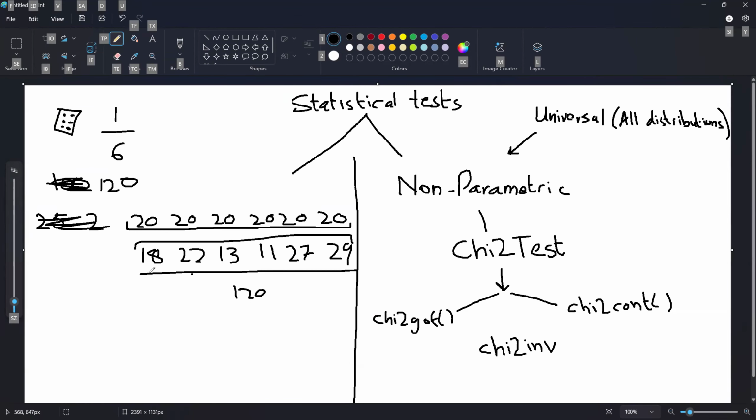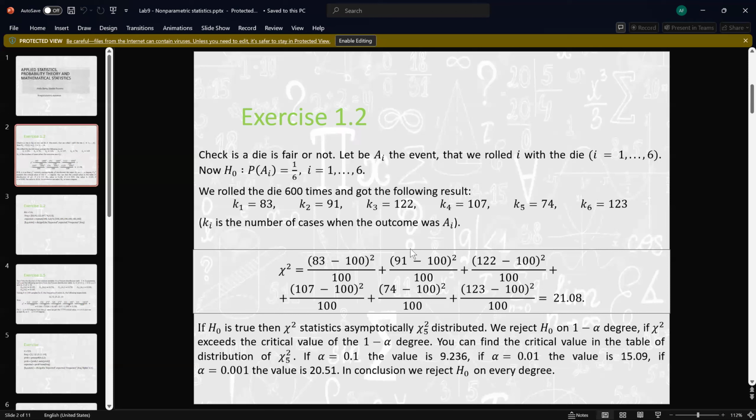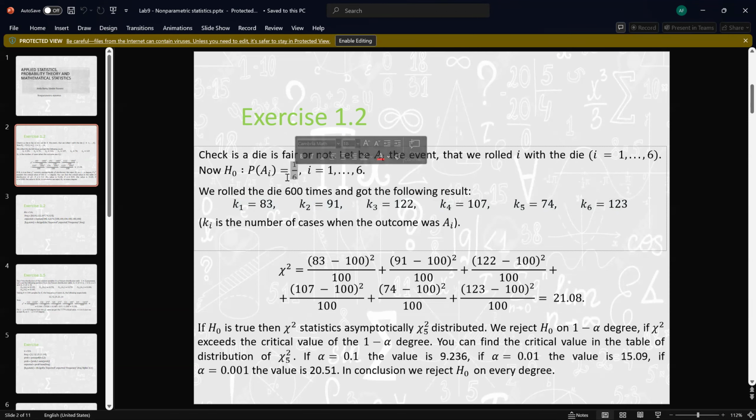Also, the real outcome that happens in real life is also called the frequency. You'll see it here. Now we roll the dice 600 times, and you can see that we have to use the goodness of fit if all the sides have the same probability.